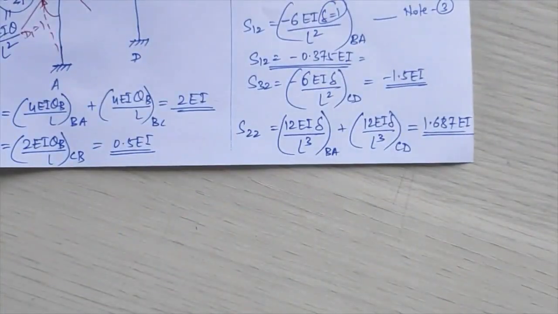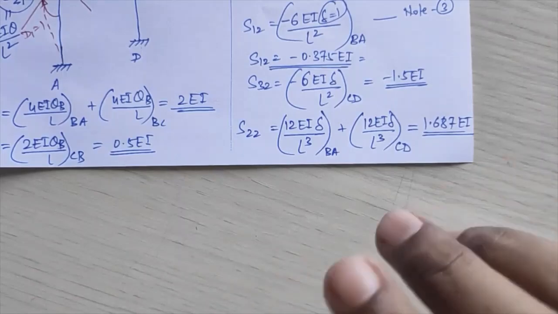1.687 of EI. If you find any query, you can comment over there and I'll try to solve it. I hope in your next Roman condition you'll get this very clear. Next we'll be seeing Roman number 3.